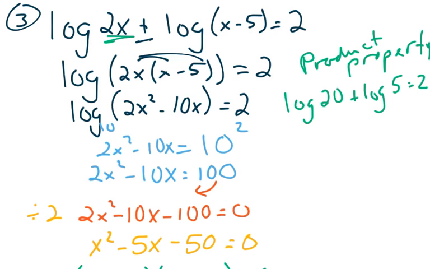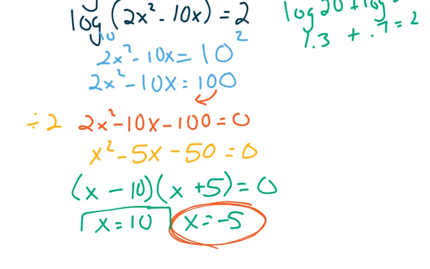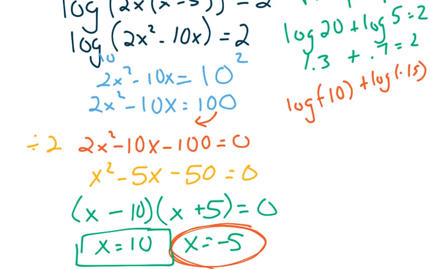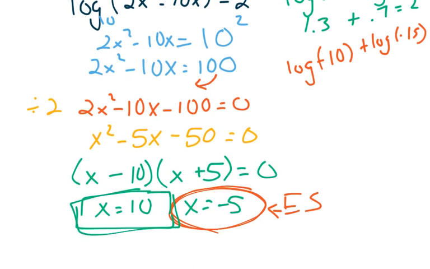Okay, log of 20, you can type that in your calculator. That's about 1.3. Log of 5 is about 0.7. 1.3 plus 0.7 is 2. So we know that 10 works. If you go back and check negative 5, 2 times negative 5, log of negative 10, plus the log of negative 5 minus 5, which is negative 10. What you're going to find is you can't take the logarithm of negative numbers. So generally, if you have a negative answer, it's probably going to be an extraneous solution. Your only answer here for number 3 is positive 10.